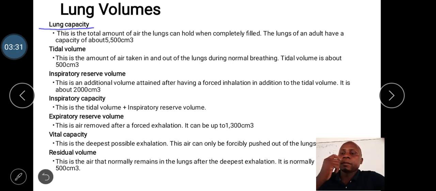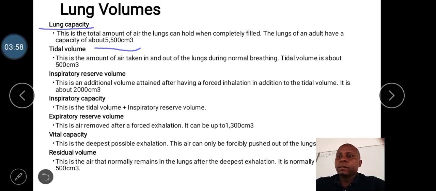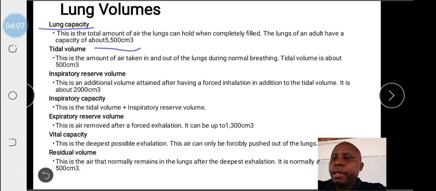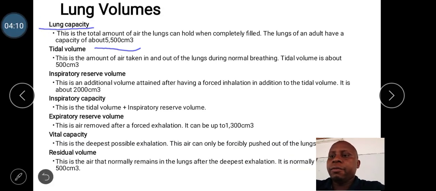Lung capacity. So lung capacity is the total amount of air the lungs can hold when completely filled with air. If you breathe in and the lung is completely filled with air, it can accommodate 5,500 cubic centimeters of air. Okay, then we have the tidal volume.